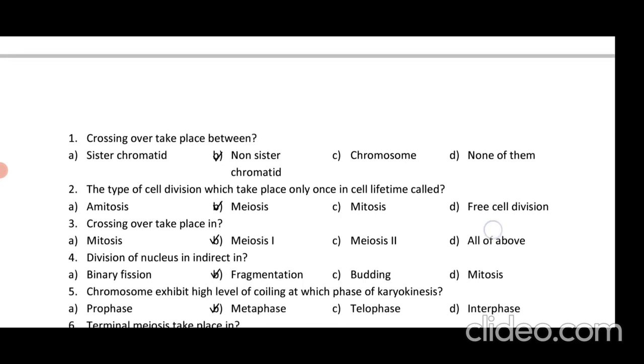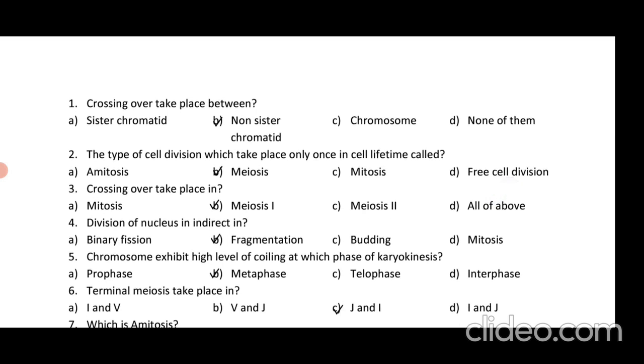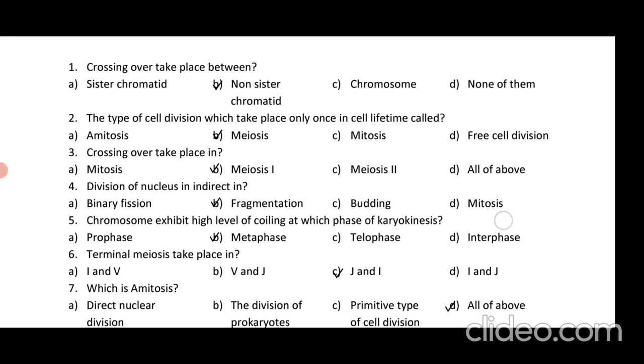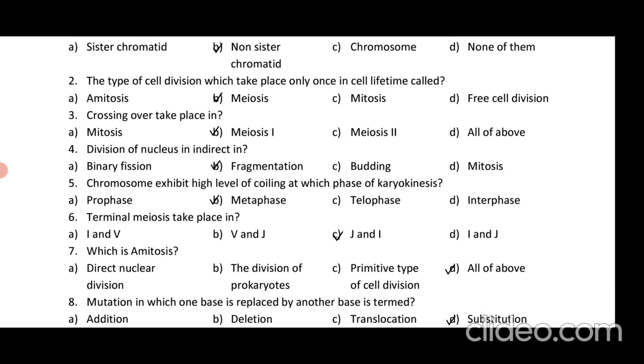Chromosome exhibit high level of coiling at which phase of karyokinesis? Metaphase. Terminal meiosis takes place in J and I. Which is amitosis? All of above. As direct nuclear division, the division of prokaryotes, and primitive type of cell division, they are the amitosis.